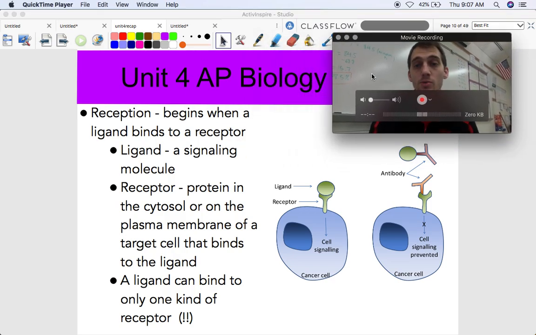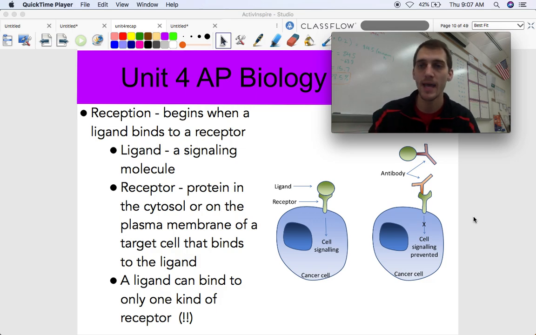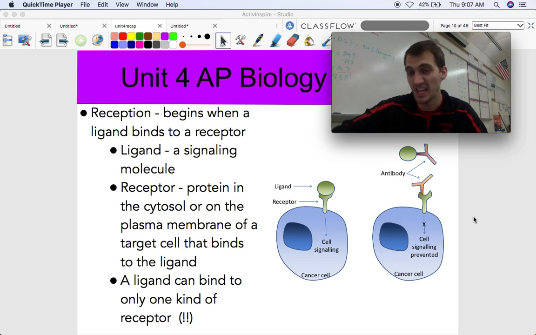So reception begins when a ligand, that's right, ligand, binds to a receptor. In the last unit we talked about how enzymes act on substrates. A receptor binds to a ligand, and a ligand is a signaling molecule. So let's say, for example, you take some ibuprofen, and that will be digested and put into your bloodstream. And then that ibuprofen floating around in your bloodstream is going to bind to certain receptors on cells and cause a cellular response, right? Or any kind of medicine for that matter.